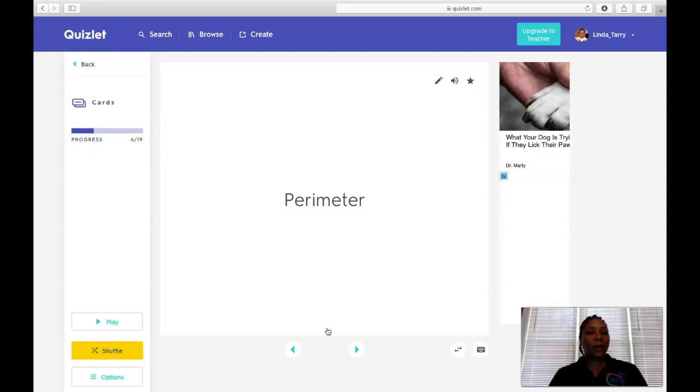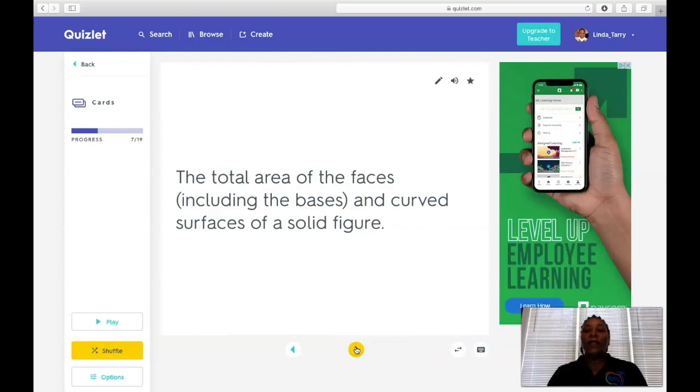The perimeter. We didn't talk in detail about the perimeter. However, we do know we need to make sure we understand that from our previous grades. The total area of faces, including bases and curved surfaces of a solid figure. I'm going to read it one more time. The total area of the faces, including the bases and curved surfaces of a solid figure.